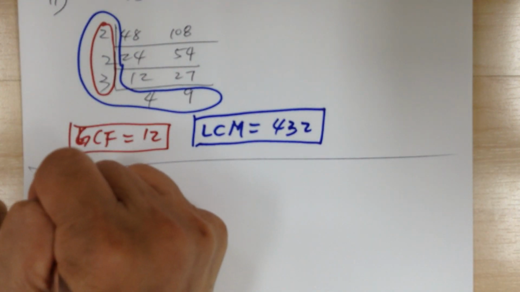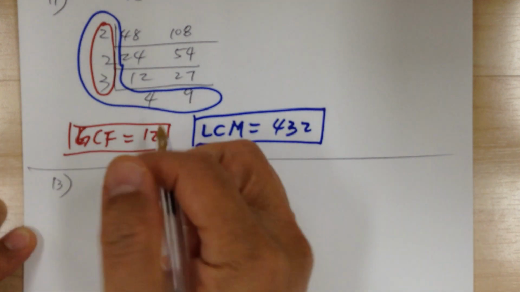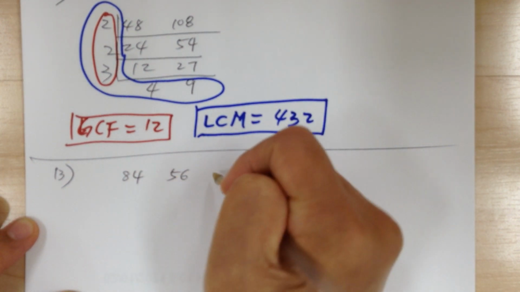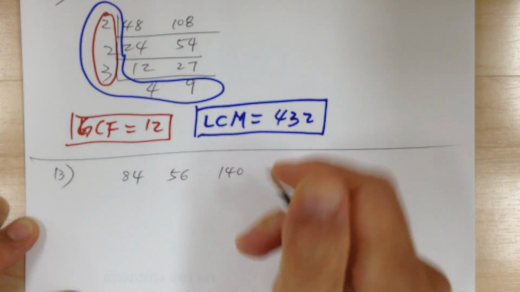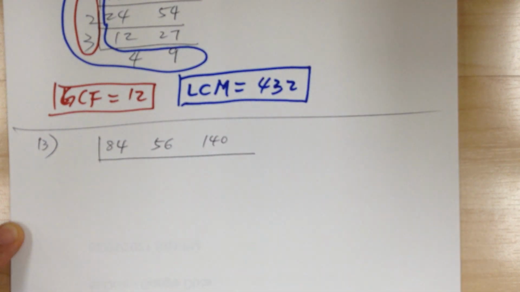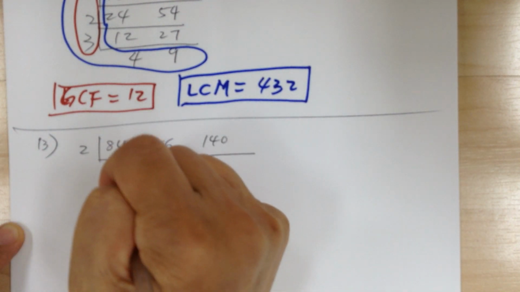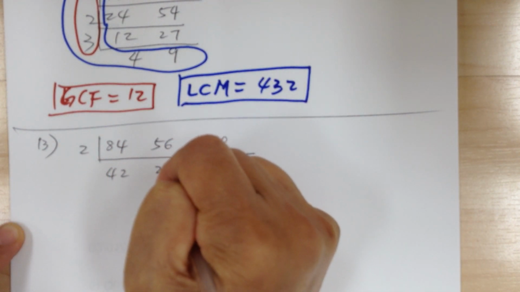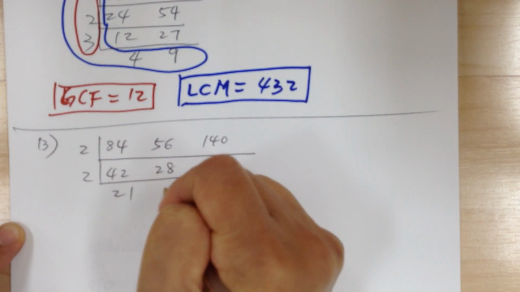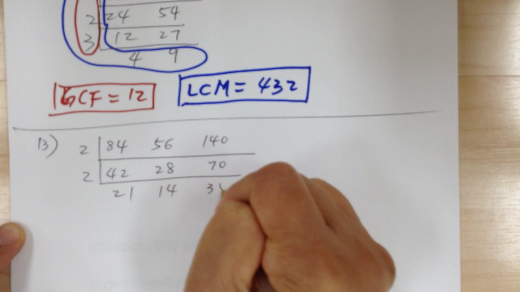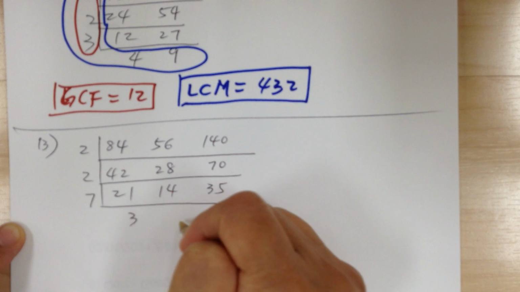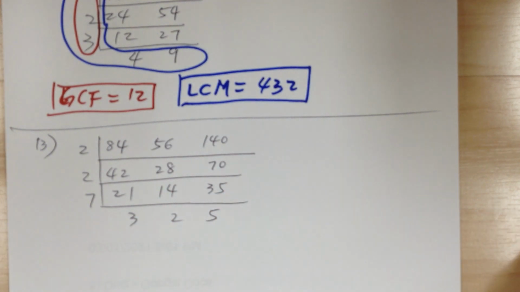Next one, number 13. You got three numbers now. You got 84. Again, I'm going to drop the negative. So 56 and 140. Again, when you're doing the LCM and GCF, you can just ignore the negative. Divide by 2, so it'd be 42, 28, 70. Divide by 2 again, you get 21, 14, and 35. You can divide by 7. So you get 3, 2, and 5.